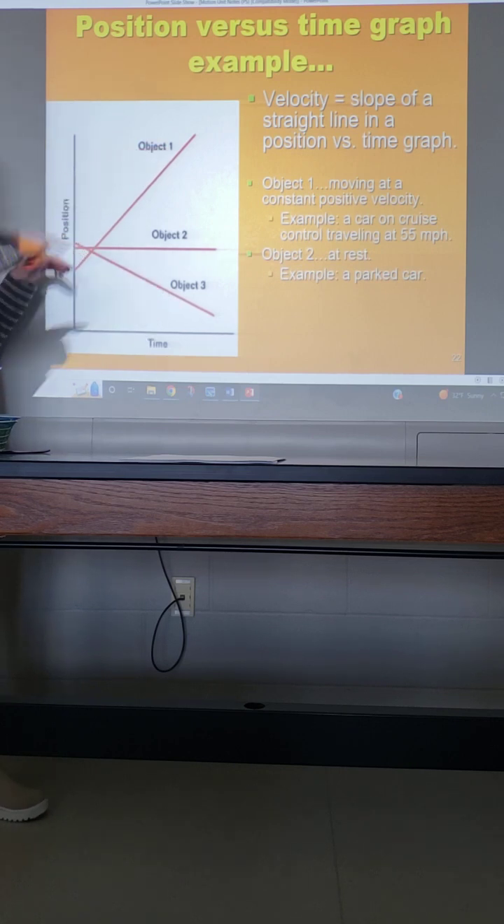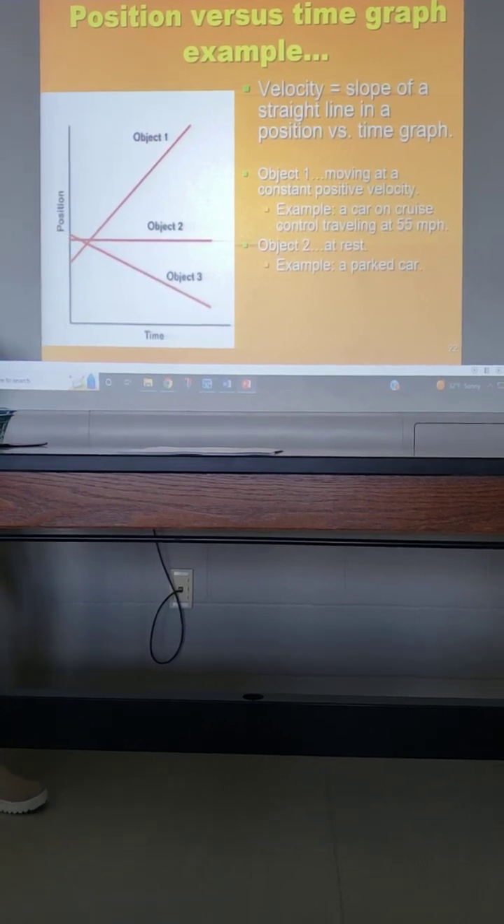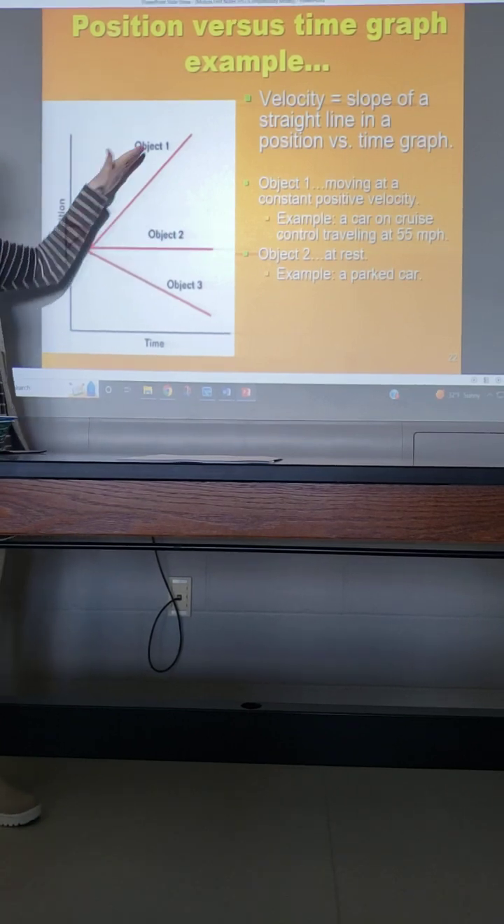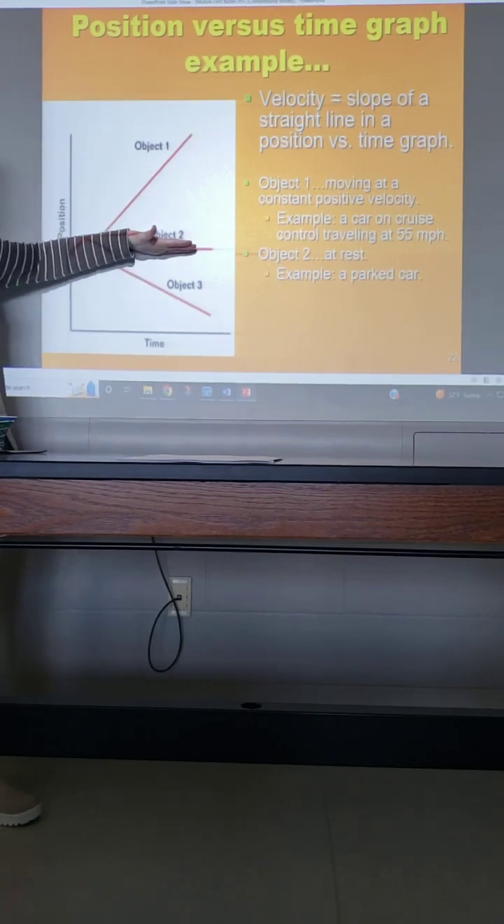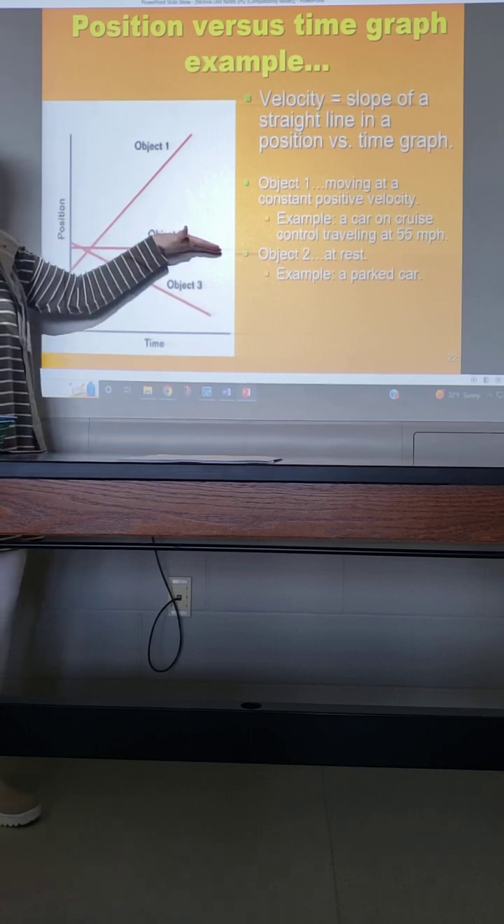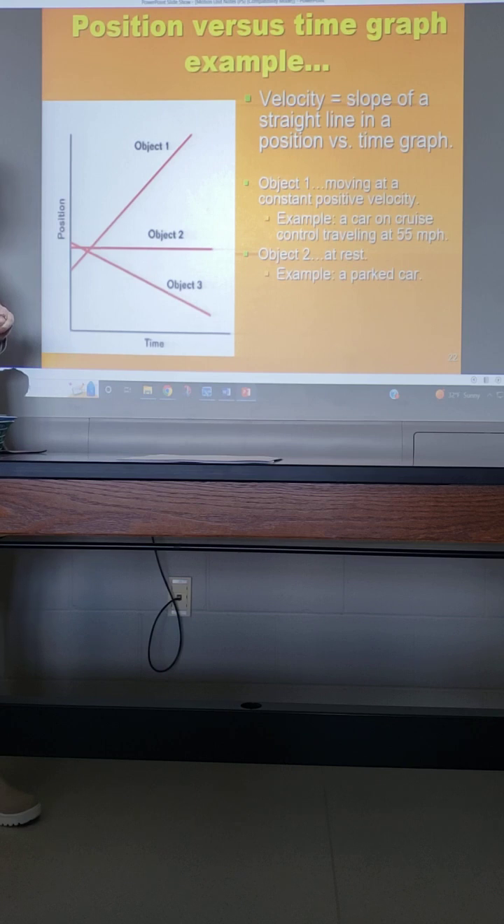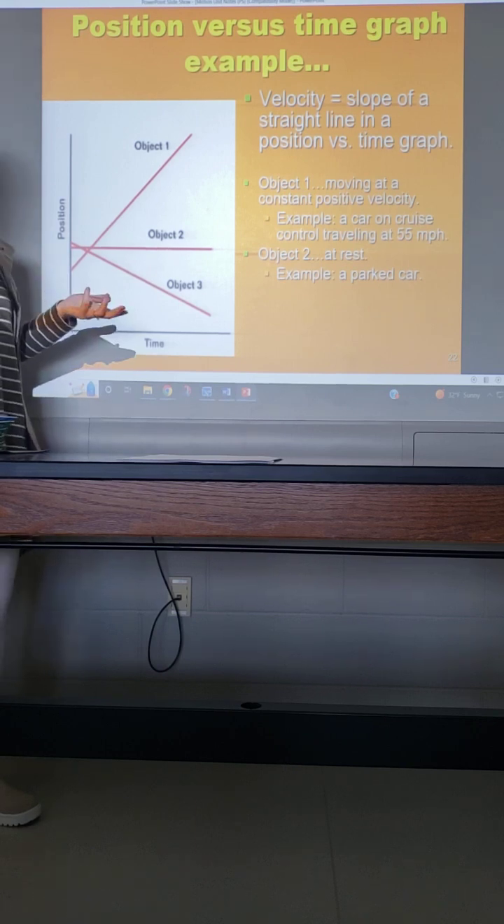Object 2, dead, flat line, no motion, right? That perfectly horizontal line, because these are all straight, but when we're saying flat line, we mean it is horizontal, perfectly flat, like that EKG monitor not having the spikes. So this is like a car that is parked.